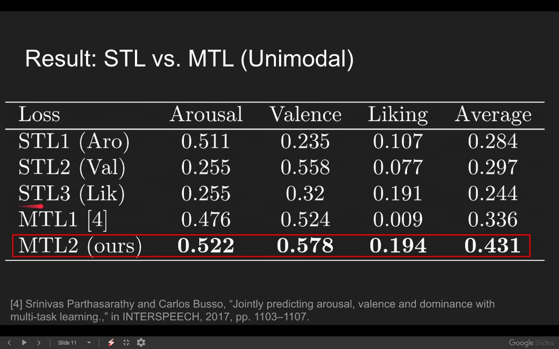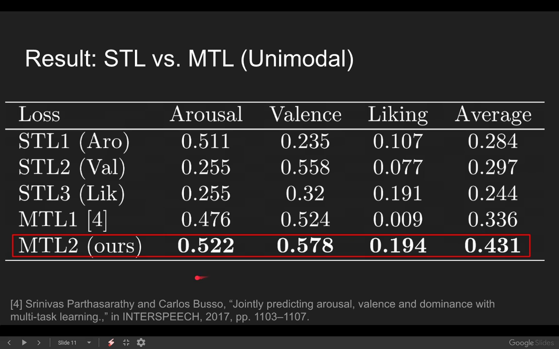However, in the third method, when we optimize liking, the best result is not in liking but in valence. Liking is the most difficult, and although we already optimize liking, the highest score is not in liking but in valence. As a comparison, we also evaluated another MTL approach from a reference from Interspeech. They propose to use MSE, mean square error, with two parameters for MTL, and we applied their MTL approach to our dataset and got improvement over STL.